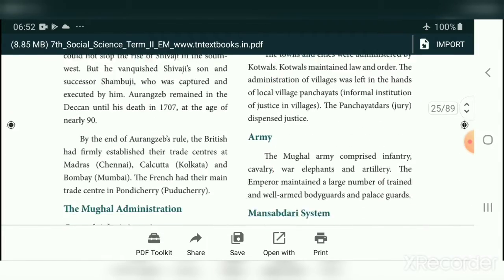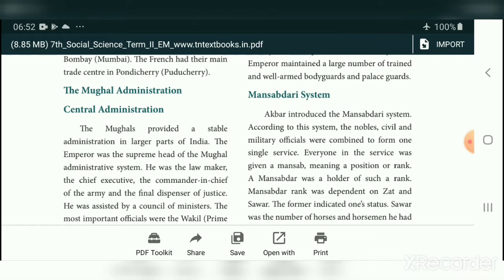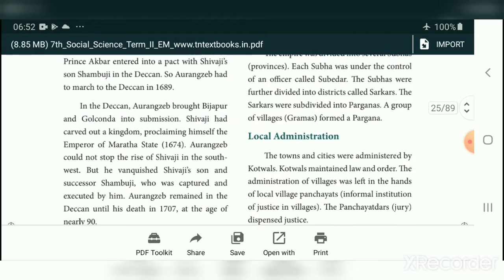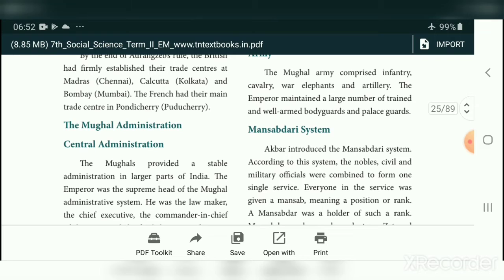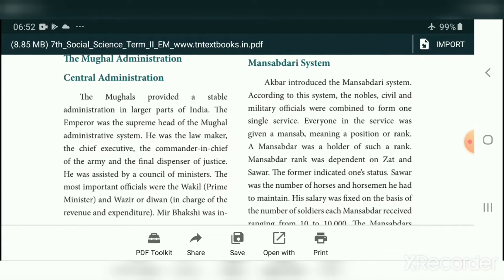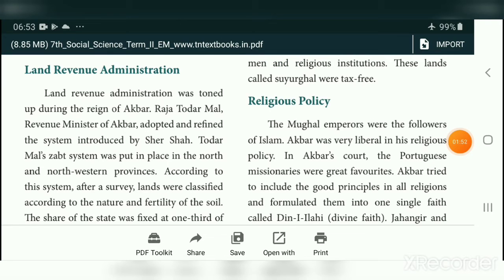And we have studied the administration of the Mughals, the central administration, provincial administration and local administration. We have finished those. And the Mughal army consists of infantry, cavalry, war elephants and artillery. The Mughals introduced the Mansabdari system. This system was introduced by Akbar the Great. Up to this we have learnt already.